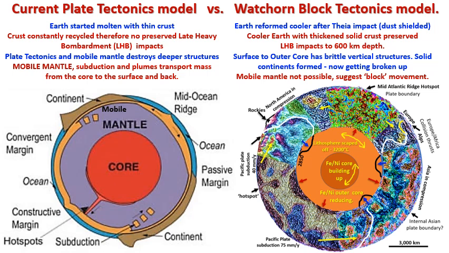Plate tectonics and mobile mantle destroyed deeper structures. In block tectonics, surface to outer core has brittle vertical structures. Solid continents formed and only now are getting broken up. In plate tectonics, mobile mantle subduction and plumes transport the mass from the core to the surface and back again. And the block tectonics model says that the mobile mantle is not possible. And that's why I suggest there's block tectonic movement.